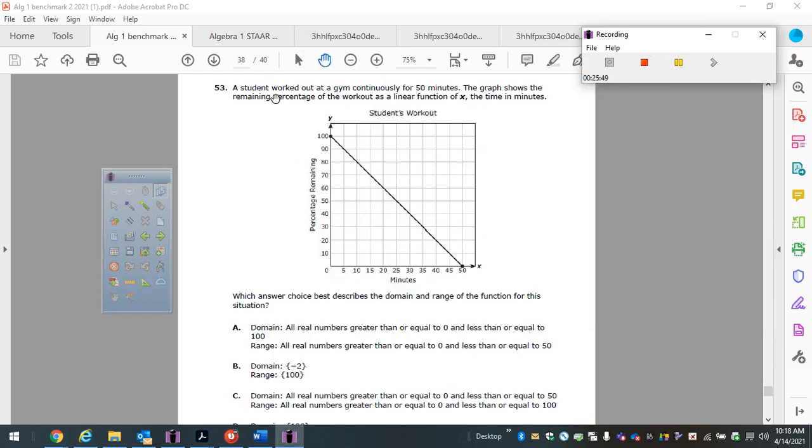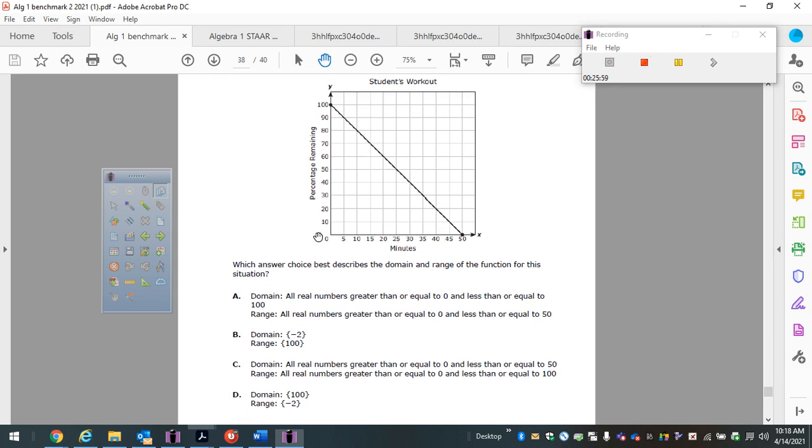Okay, we're almost done, guys. A student worked out at a gym continuously for 50 minutes. At a gym, the graph shows the remaining percentage of the workout as a linear function of x. So as time increased, the workout decreased. Does that make sense? The more time they put in, I guess they must have been working out. They can't just be talking. So as time passed, the workout was going down.